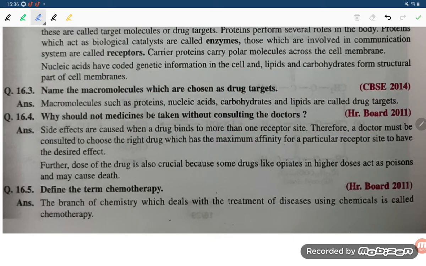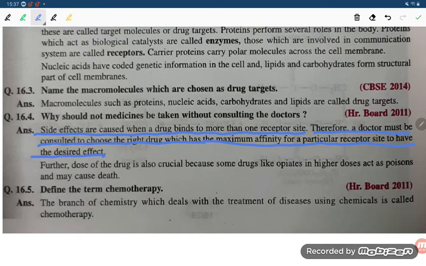They are saying the side effects are caused when the drug binds to more than one receptor site. Therefore, a doctor must be consulted to choose the right drug which has the maximum opportunity to bind to a particular receptor site to have the desired effect.